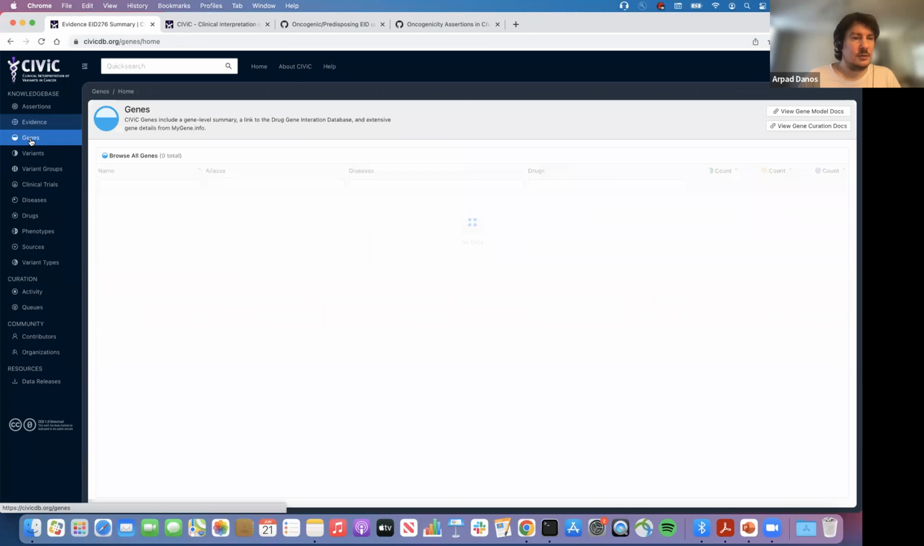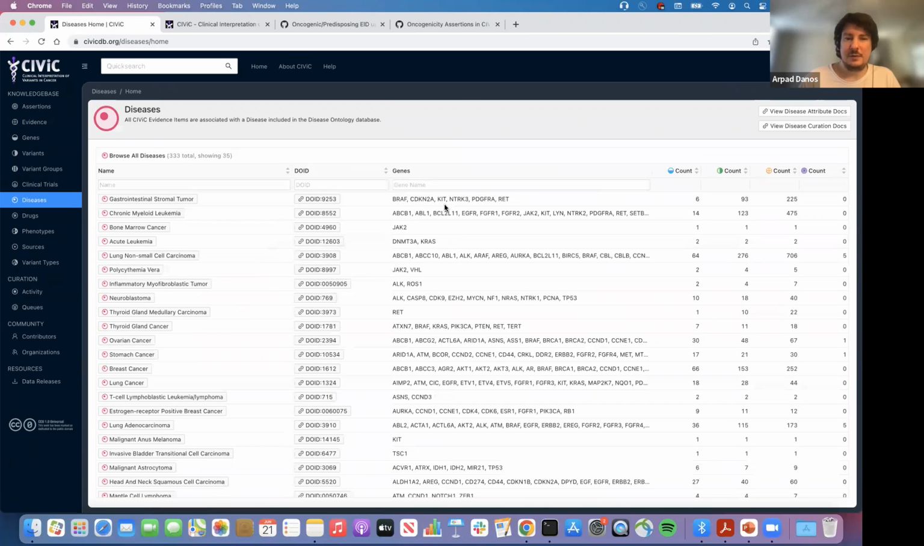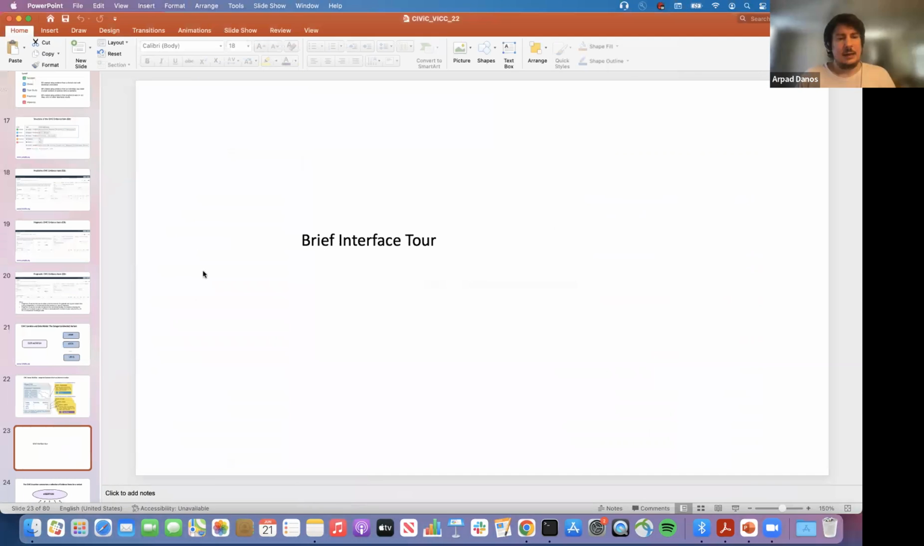You can go to genes. You can browse diseases. Here are the different diseases we have, the genes associated with that disease in our database, what's been curated for it so far, and so on and so forth. So I think I'll leave it at that for the database tour.